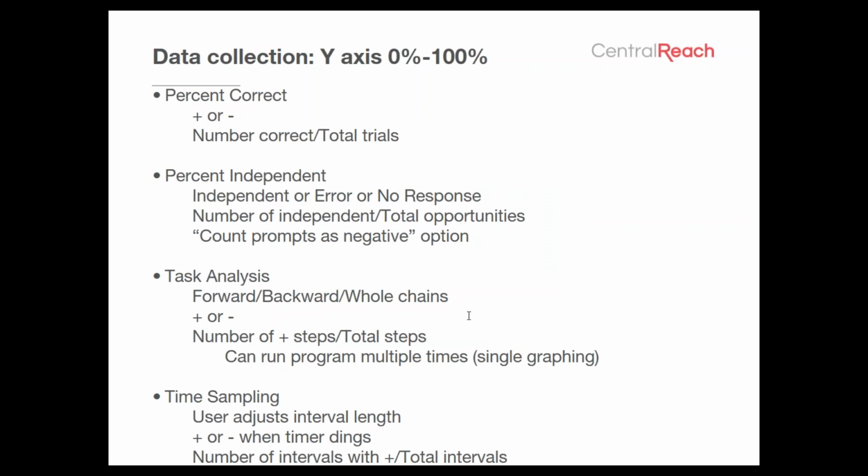Cool. So %independent. This is one of my favorite data collection methods that we've got. I feel like it's very robust, especially for things like manding, so requesting items. You get 3 response modalities. Did the learner independently do the task? Did they make an error? Or was there no response at all? So I had set up the situation where there could have been an opportunity for them to respond and they didn't respond at all, or they made a mistake.